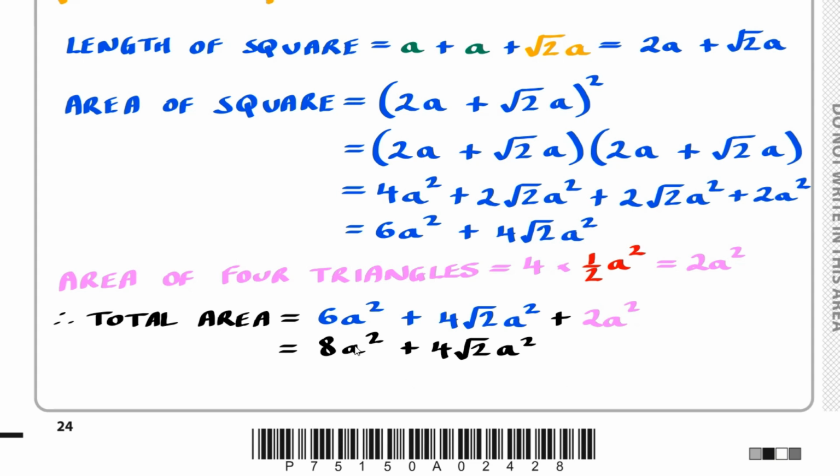We need to simplify this. From the 8 and the 4 I can factorise out a 4, leaving me with 2 plus root 2, and then I can also factorise out the a squared. So the total area is 4 times 2 plus root 2 multiplied by a squared.